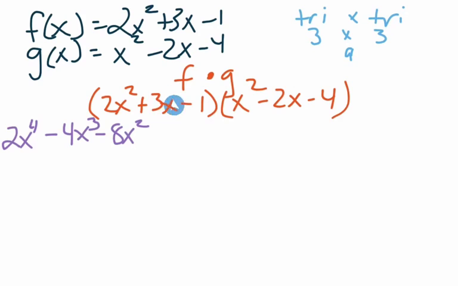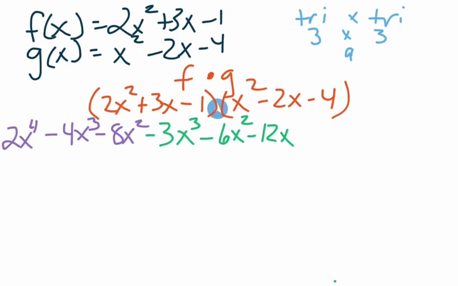Second distribution, we're going to take the 3x and multiply it through. So 3x times x squared, 3x times negative 2x, and 3x times negative 4. I'll actually use a different color when I do this. So 3x times x squared would give me 3x to the 3rd. 3x times negative 2x is negative 6x squared. And 3x times negative 4 is negative 12x. And now you're done with your second distribution.